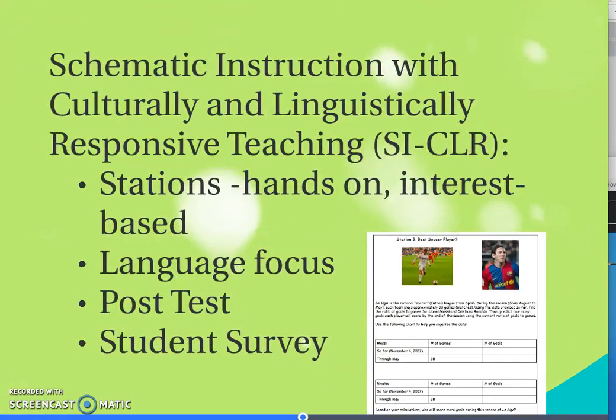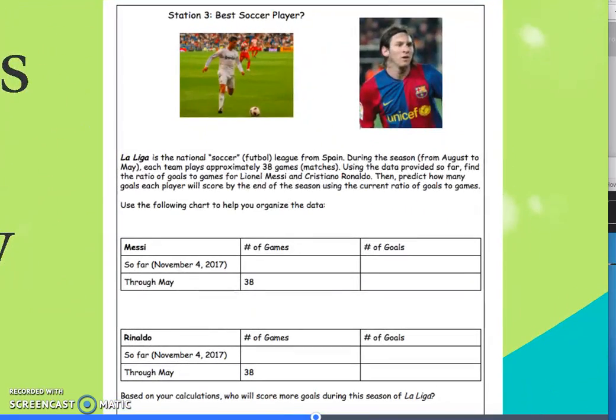Then students were given a post-test, and then we moved on to schematic instruction with culturally and linguistically responsive teaching practices. I felt in my reflections like my students were a bit tired of the word problem solving process, just going one by one in guided and partner practice. And so for this intervention, I used stations as our format and included hands-on practice and interest-based activities. So for example, many of my students are into soccer, and so we did a problem involving ratios and proportions, including 2 famous soccer players.